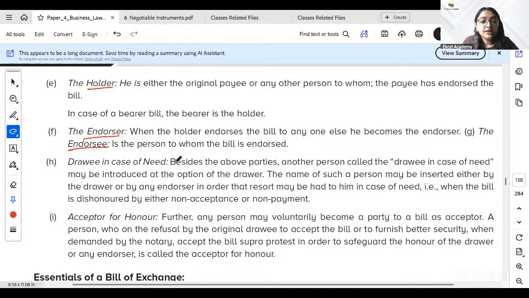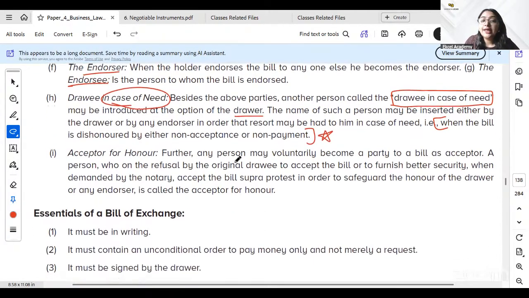Drawee in case of need: besides the above parties, another person is called drawee in case of need. That is, it may be introduced at the option of the drawer. The name of such a person may be inserted either by the drawer or any endorser in order that resort may be had to him in case of need. So if the bill is dishonored by either non-acceptance or non-payment, that is when your drawee in case of need will come into the picture, very much like your guarantee.